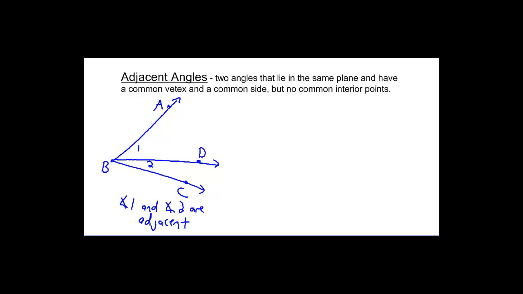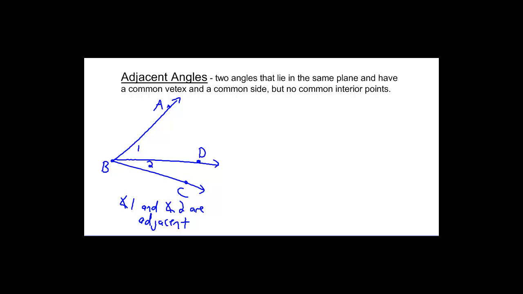When I hear the word adjacent, I think of right next to, and that's exactly what adjacent angles are. They're angles that are right next to each other. Let me draw a picture. Here we have an example of adjacent angles. In this picture, angle 1 and angle 2 are adjacent to each other. They are adjacent for three reasons.